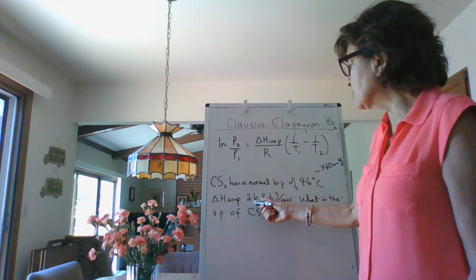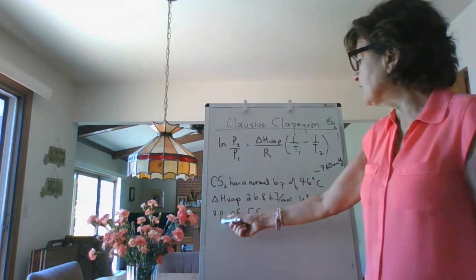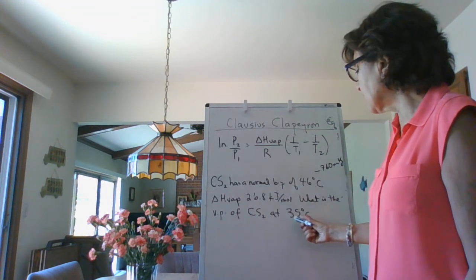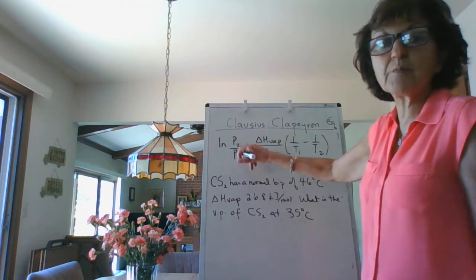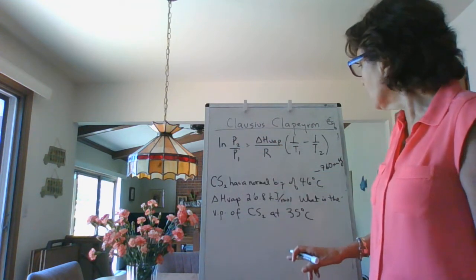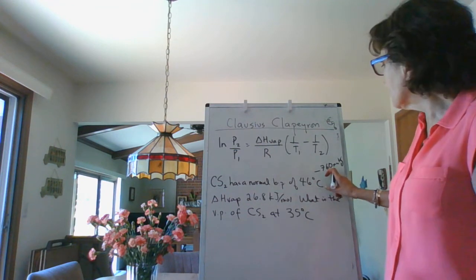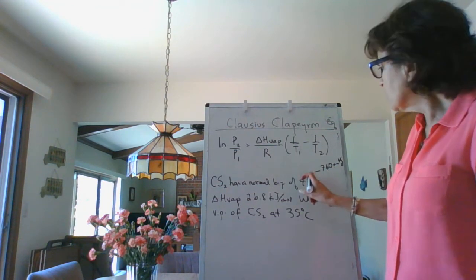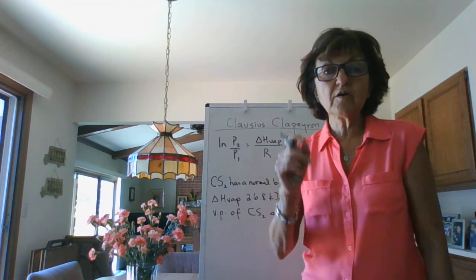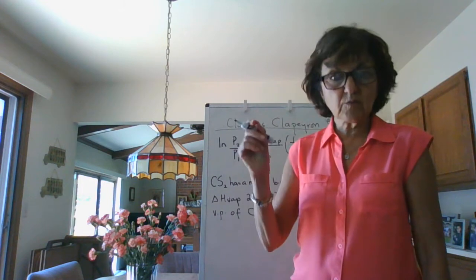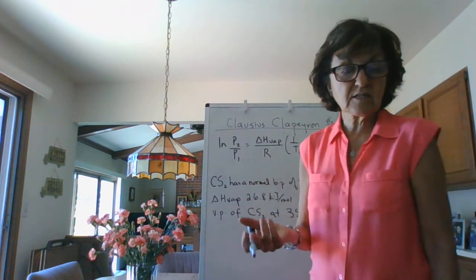Delta H of vaporization is 26.8 kilojoules per mole. What is the vapor pressure of carbon disulfide at 35 degrees Celsius? So the pressures, these are the vapor pressures. And what we're going to do is say that this is our T1 and this is our P1. Notice they didn't give us P1, but we understood that from the word normal. Normal boiling point, that's what it is. It means we're at 1 atmosphere, which is 760 millimeters of mercury.